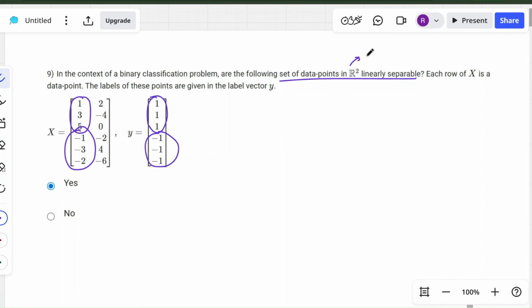if you consider R2 as x comma y, then if you take this vertical line, which is x equal to 0, this will linearly separate the first four data points from the second four data points. So this is basically linearly separable, right?